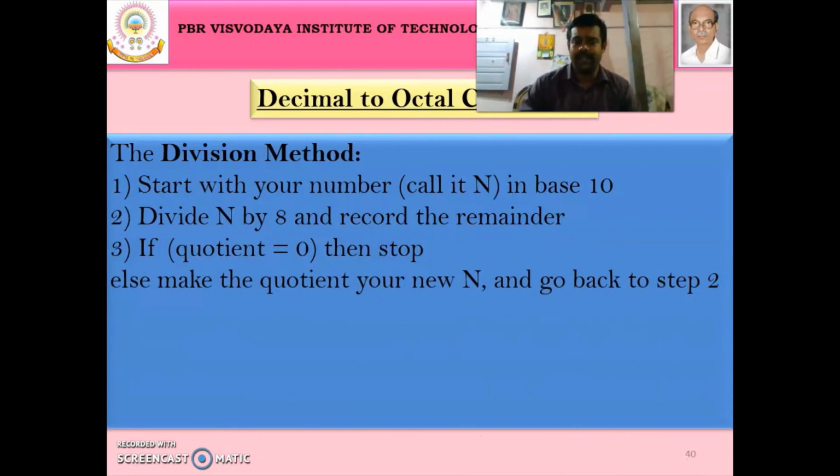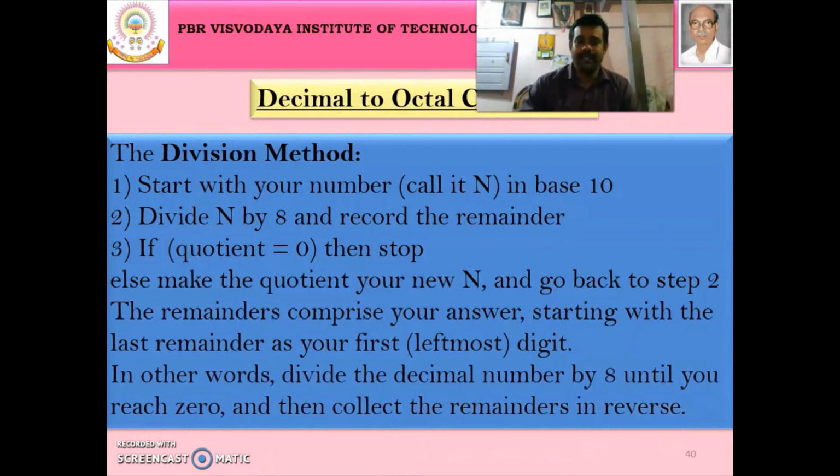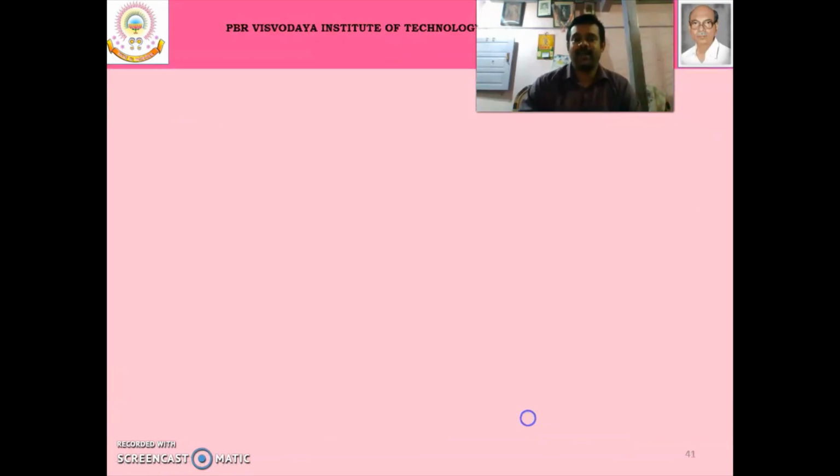If you are not getting 0, then we have to continue dividing by 8 till we are getting the quotient as 0. So in simple, we can tell, divide the decimal number by 8 until we are getting quotient as 0, and then we have to collect the remainders in reverse, and that is nothing but our answer. So now directly we are going to a problem.